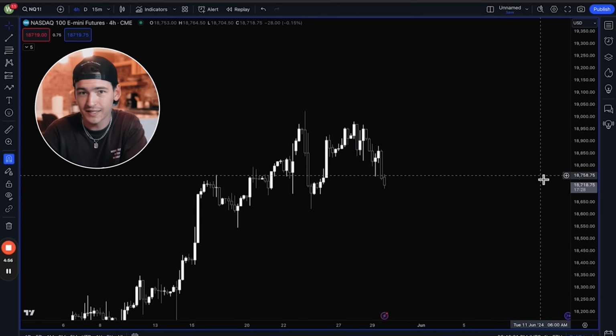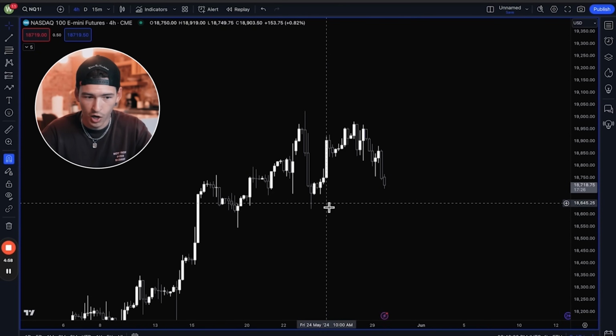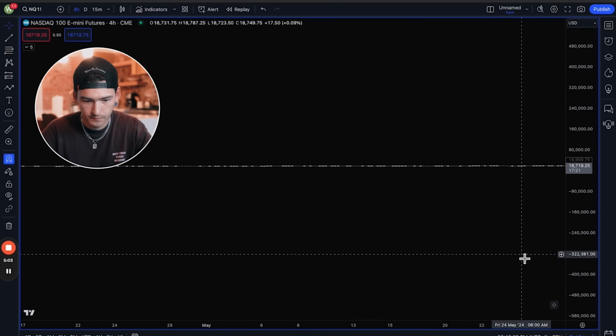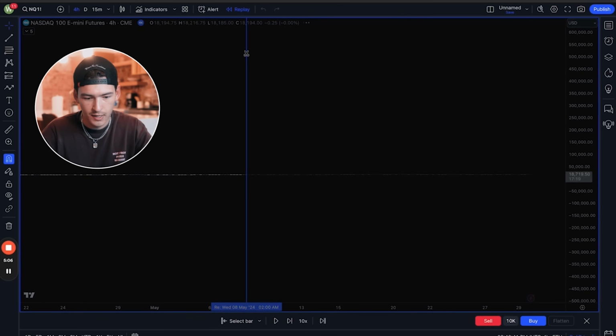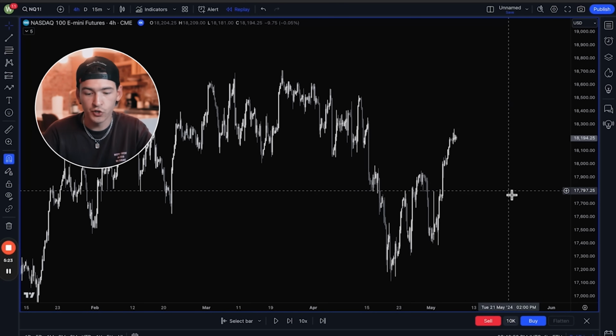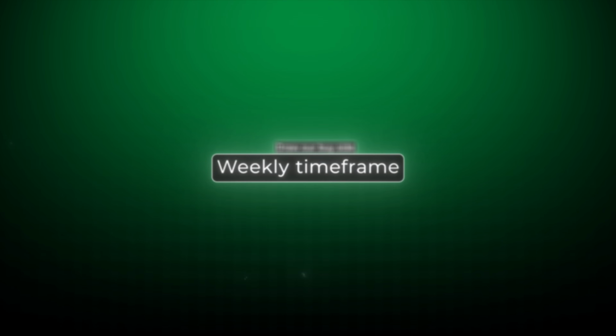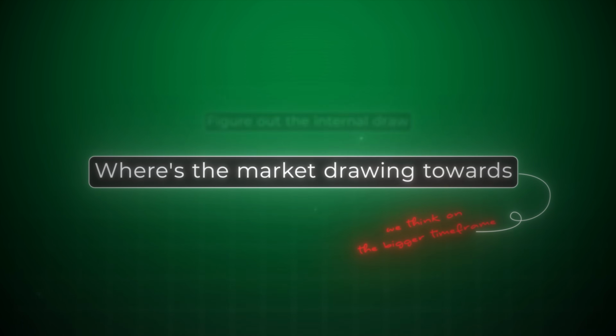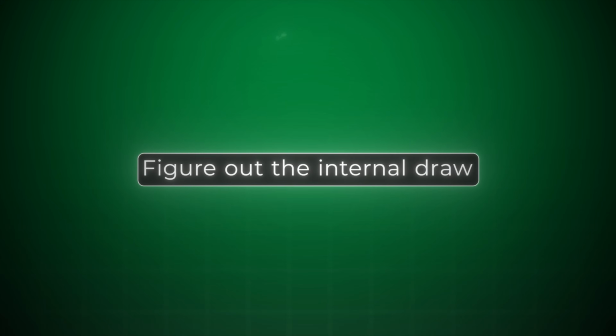So let's jump into the charts now. I'm going to use the replay system on TradingView and pick a random point in time, and scrunch up the chart so you know I'm not cheating, and we can go from there and talk about daily bias. The first thing we're going to do is a simple top-down analysis. Start at the weekly time frame, draw our buy side and sell side, see where the market is drawing towards on the bigger time frame, and then slowly work down to figure out the internal draw as well.